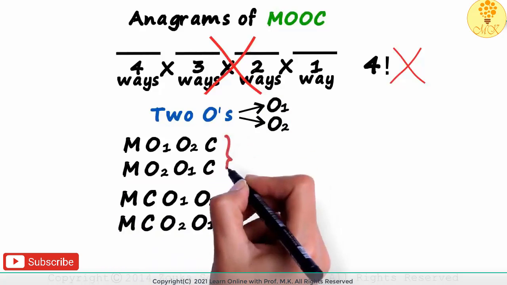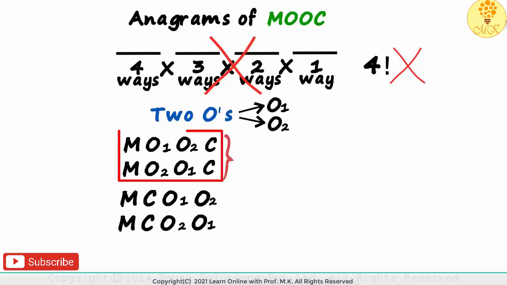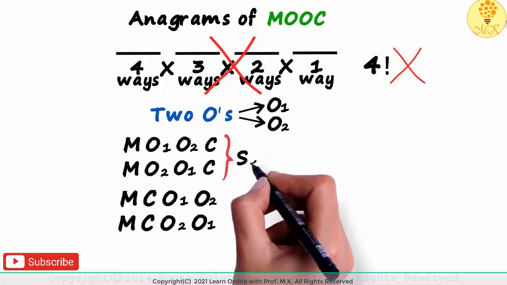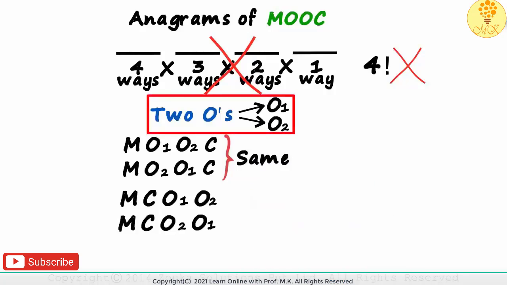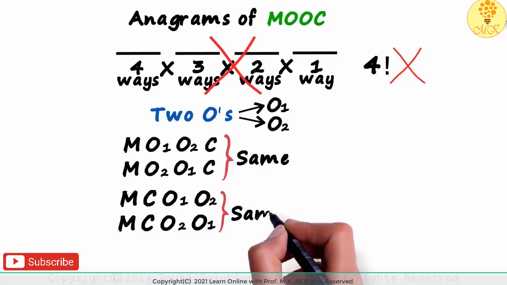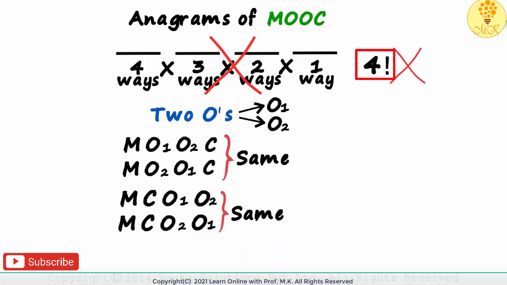Look at the first pair. In reality, are they different? Is Mooc different from Mooc? No, they're the same. The two O's are not different. There is just one O in the English alphabet. What about the second pair? Is MCOO different from MCOO? No, they're the same as well. This is what 4 factorial includes. It counts each anagram twice, which is incorrect.